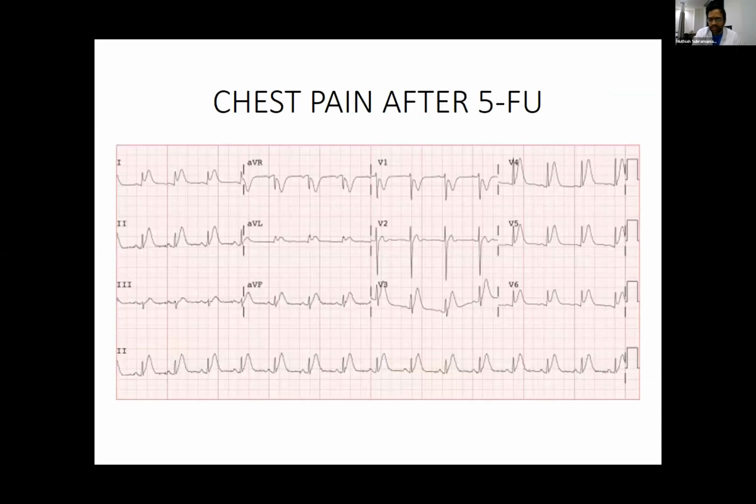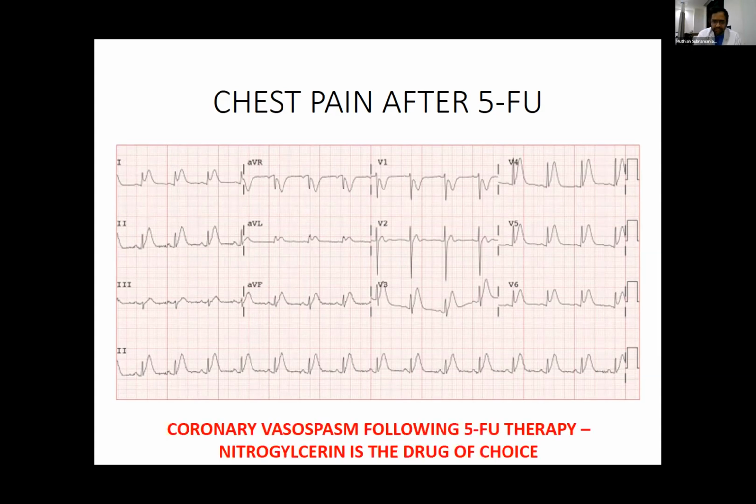And the most common 5-fluorouracil induced ECG change that we often see is patients coming to us with chest pain, which is a very typical vasospasm kind of feature. And here the treatment of choice is nitroglycerin. They usually settle down with nitroglycerin with this kind of coronary vasospasm.